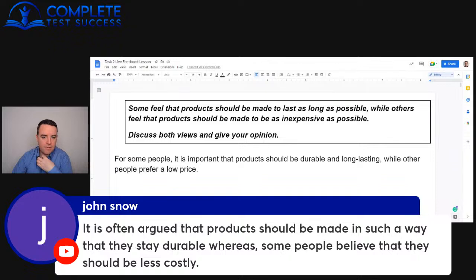Okay, John Snow. It is often argued that products should be made in such a way that they stay durable. Well, we would just say they are durable. Whereas, so when we say it is often argued, it doesn't sound like you're going to give me two views. So when we say, it is often argued by some, and then whereas other people, so it gives us a clear idea that there are two views. So just say it is often argued by some, and then after whereas, you would go, whereas other people believe that they should be less costly. Yeah, good.